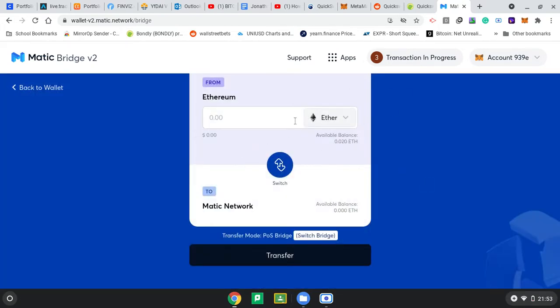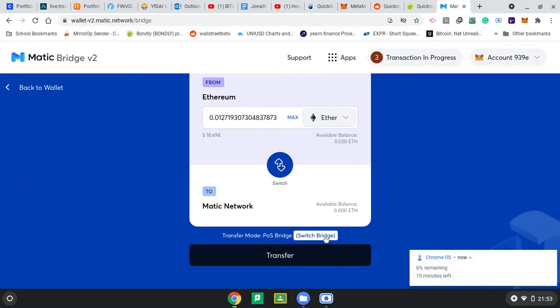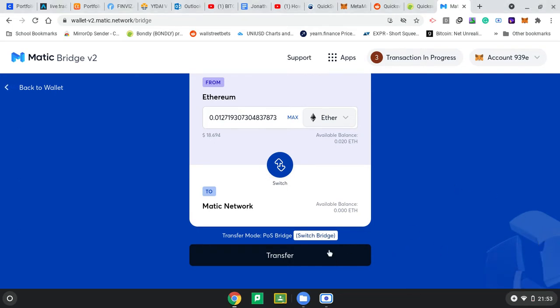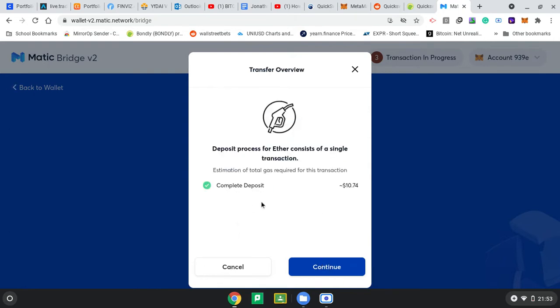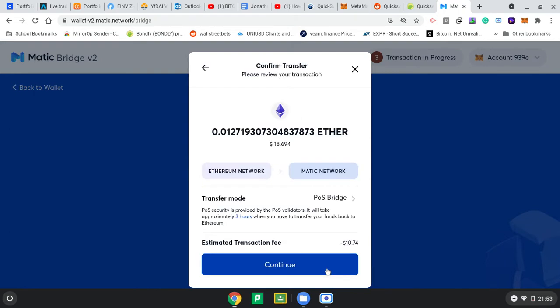So here I can click on my max. It might need some gas fees though, so I don't know how much it will. I'm just going to see, well, 15 minutes. So make sure this says proof of stake bridge and then click transfer. It tells me it's going to take 7 to 8 minutes. Continue. Complete. Continue. MATIC network. Continue.